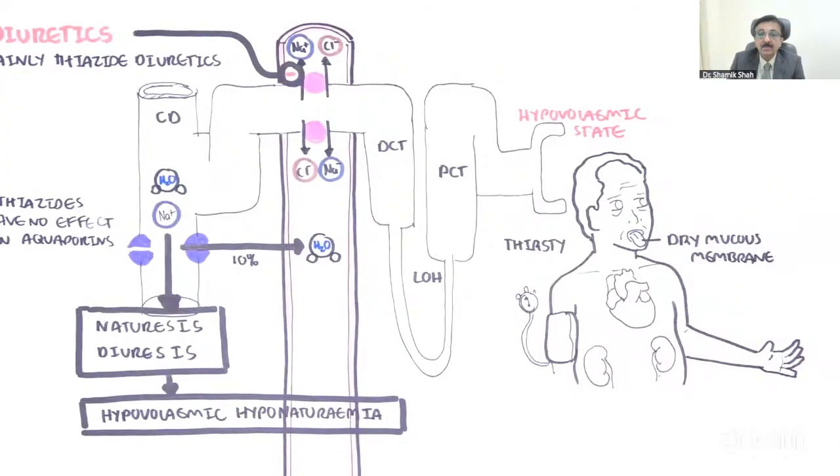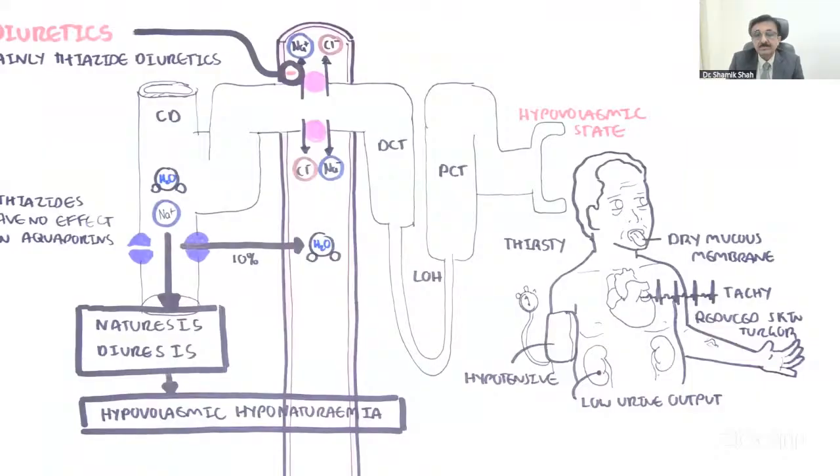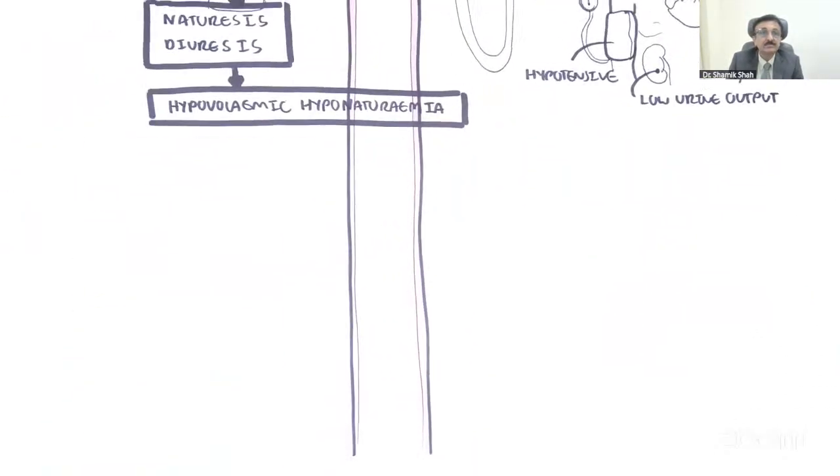And clinically, the patient will feel thirsty. On examination, they will have dry mucous membranes and reduced skin turgor. They will have tachycardia and hypotension, which we see in clinical practice.